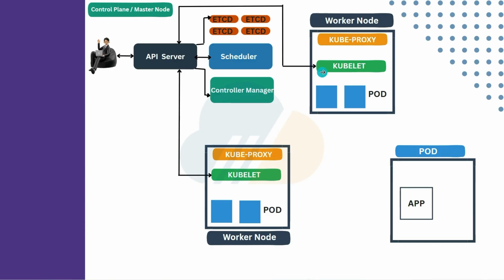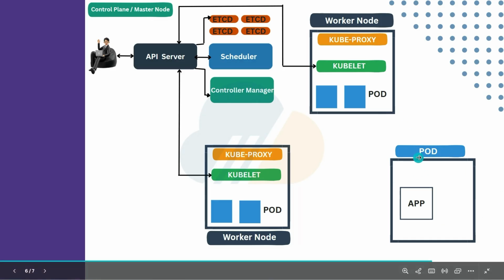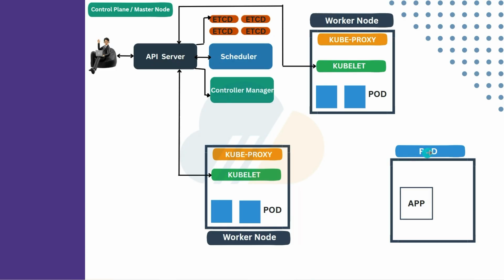Okay, the kubelet gets the instructions from the control plane. It then asks the system, like Docker, please start this app. It puts the app inside something called a pod. Think of a pod like a small box with everything the app needs. Now, the app starts running inside the pod, which means it's up and live and ready to do its job. Think of the pod like a house and your app is living inside it.